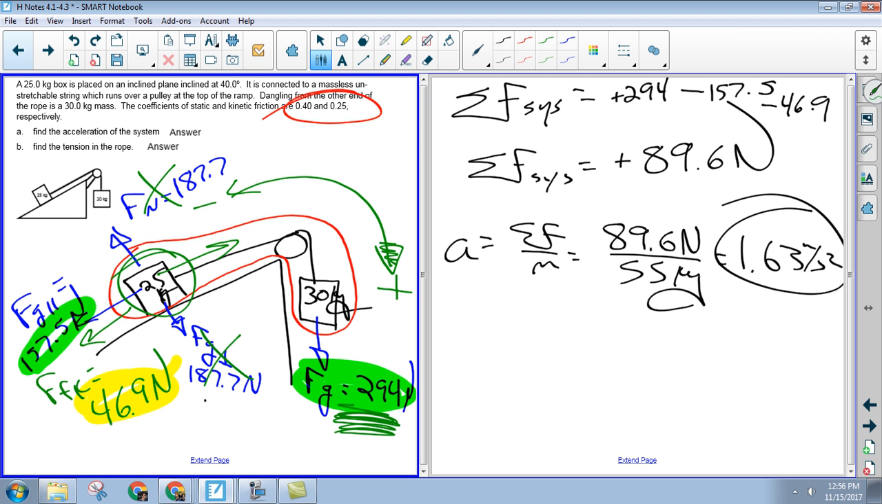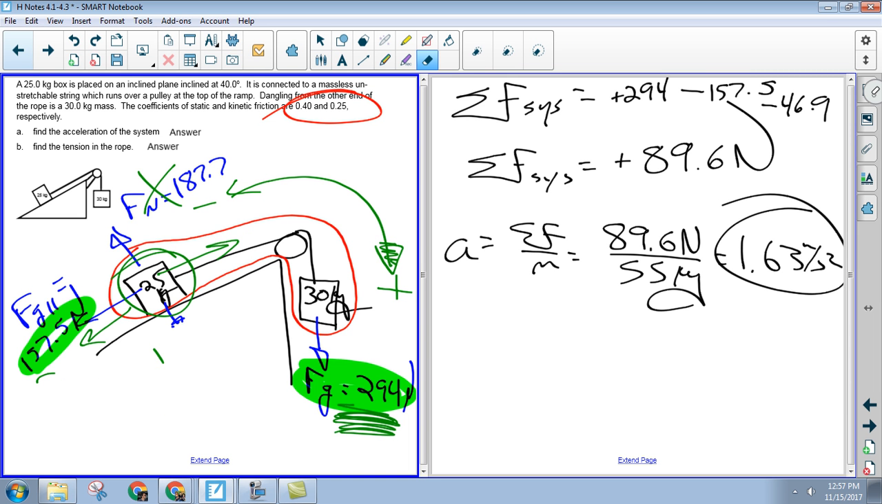Why do you know the rope is going like that, in the other direction, going down, as opposed to going the other way? Because before I found my friction, I had this. The gravity from this dude is pulling with almost 300 newtons, and the gravity from this dude is only pulling with 150. So which one's going to win? The 300. So it's going to go that way. But it won't always go that way.